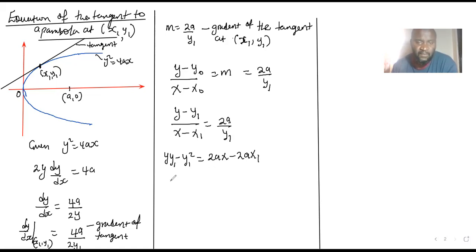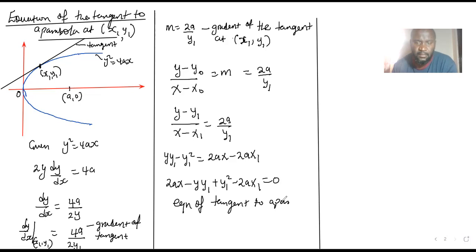So this will give us 2ax minus y1y plus y1 squared minus 2ax1 is equal to 0. This becomes the equation of the tangent to a parabola at a point (x1, y1). So when they give you a point (x1, y1) and you know this equation, you substitute straight away.